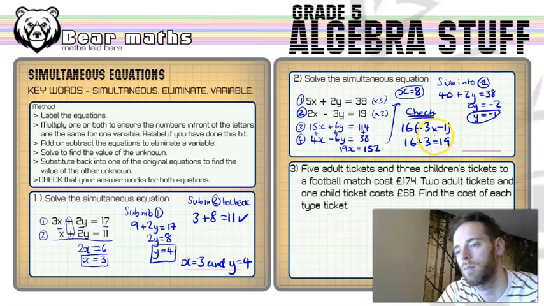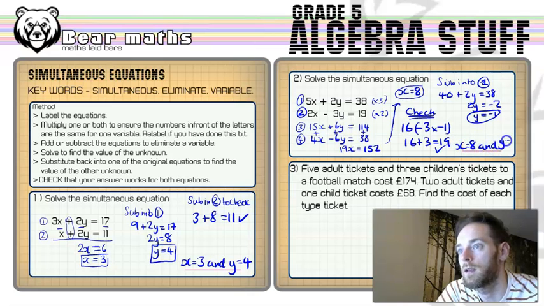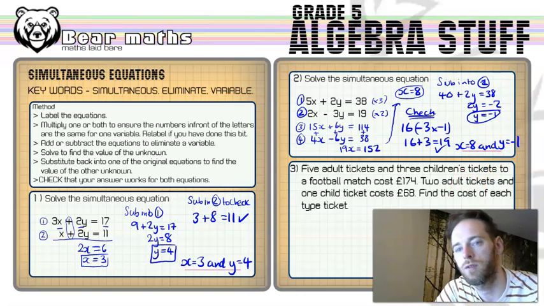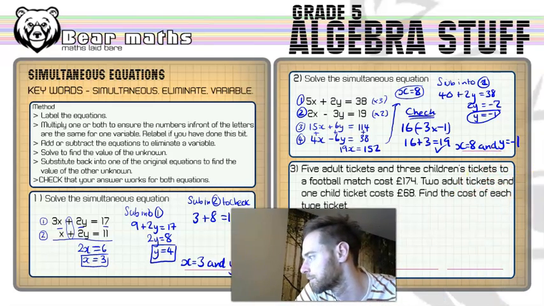That's, again, some people might get a little bit tripped up there. So 16 plus 3, 19, check. Good, definitely got the right answers. X equals 8 and y equals minus 1. Going slightly outside the box. Don't ever do that on your exam paper. It won't count.